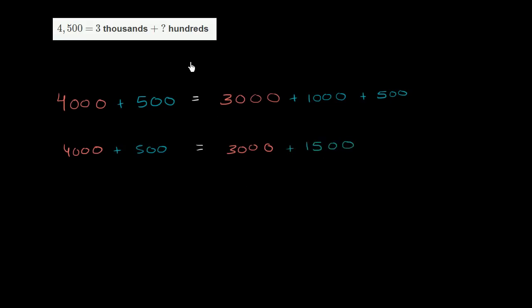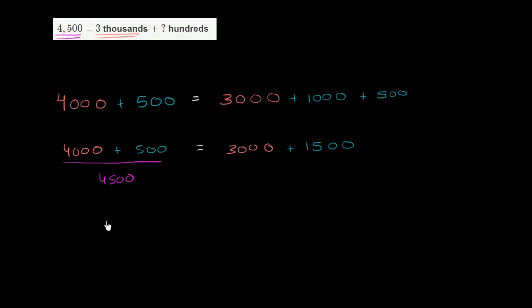Now, the way they've set this up, we need to express it so it almost looks the same. On the left-hand side, this is 4,500. So this right over here, this is the same thing as 4,500. And on the right-hand side, we have 3,000s. So that's this right over here. That's the 3,000s. And then we just need to express this as hundreds. So 1,500, this is the same thing as 1,500s.